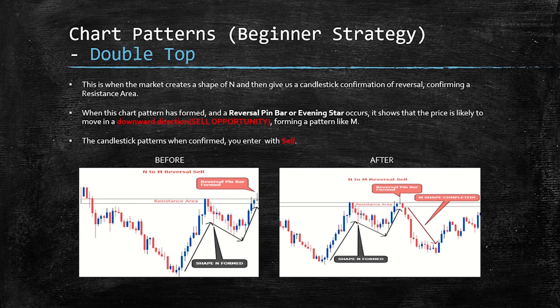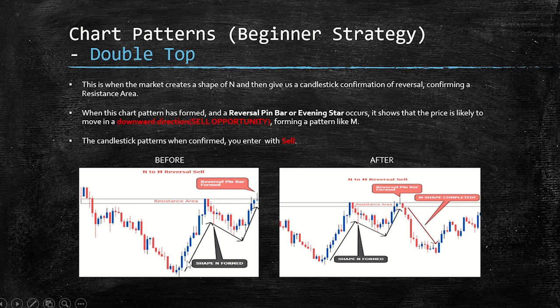So when that chart pattern is formed and then you see a candlestick pattern confirmation, something like a reversal pin bar or an evening star, this shows you that the market is very likely to move to the downside, completing a pattern like M. Let's look at this picture here before.